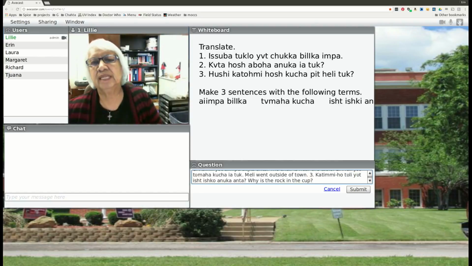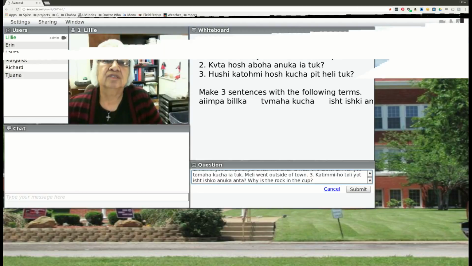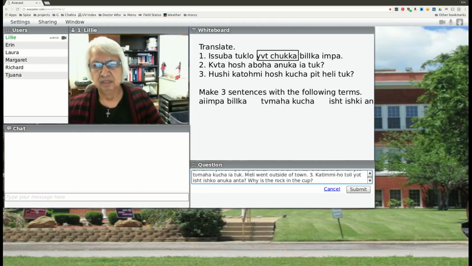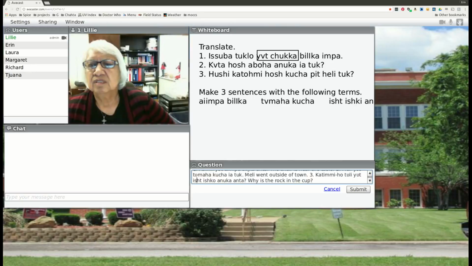Isuba tukluya chukabilinka impa. Chukabilinka is your location, position phrase. Chukabilinka, near the house. Chukabilinka impa. The two horses are eating near the house.